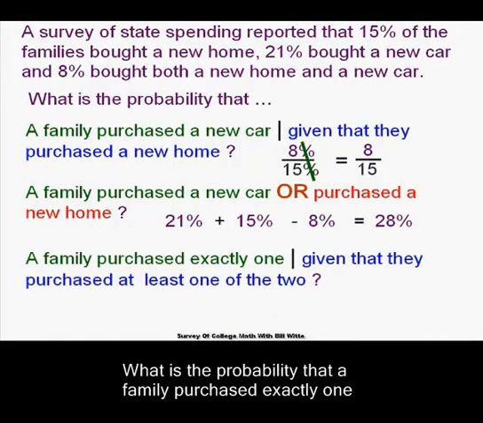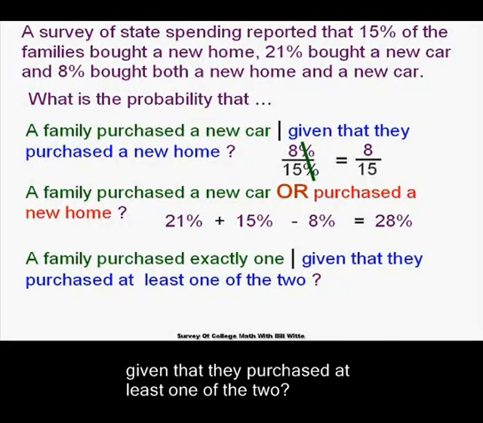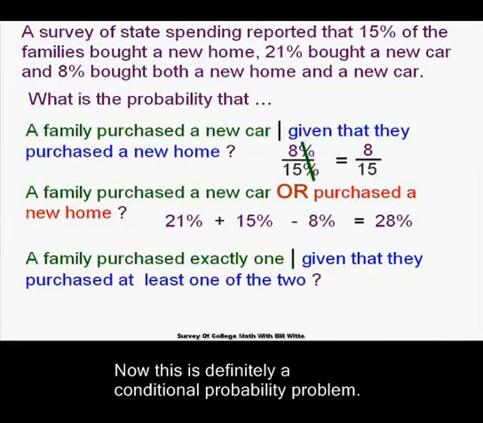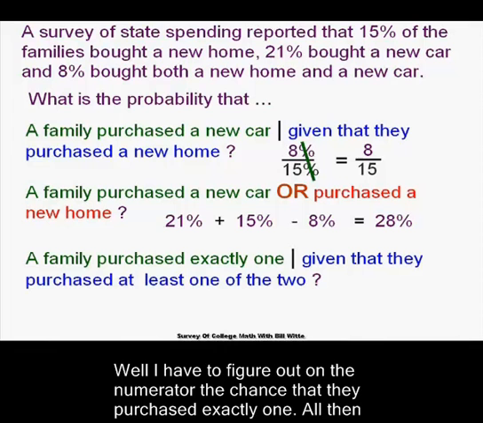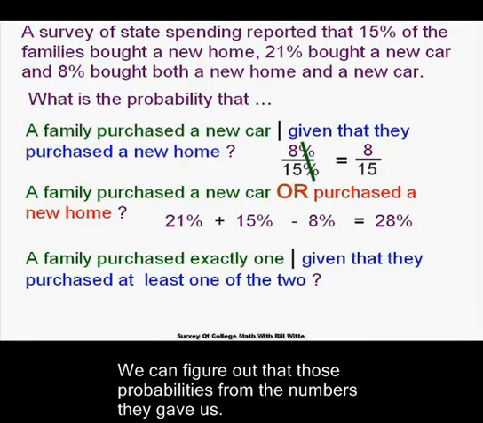What is the probability that a family purchased exactly one? What I mean, either just the house or just the car, given that they purchased at least one of the two. Okay, this is definitely a conditional probability problem. Well, we're going to have to figure out on the numerator the chance that they purchased exactly one. Well, we'll have to add the two, exactly one house and exactly one car. We can figure out those probabilities from the numbers they gave us.